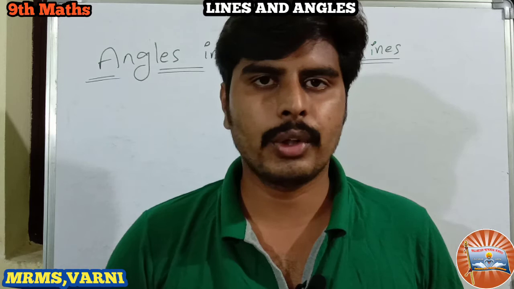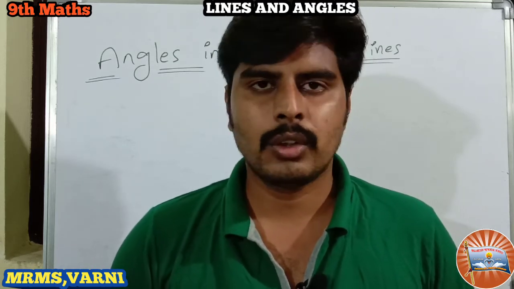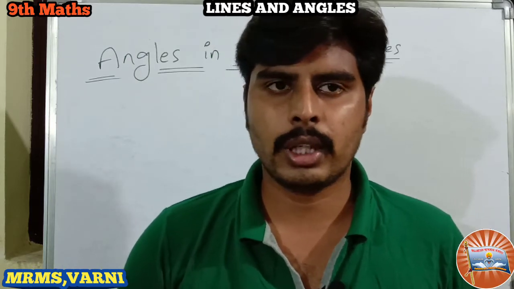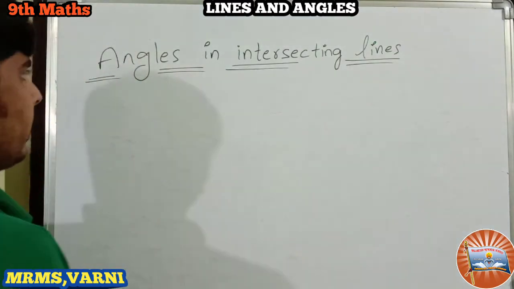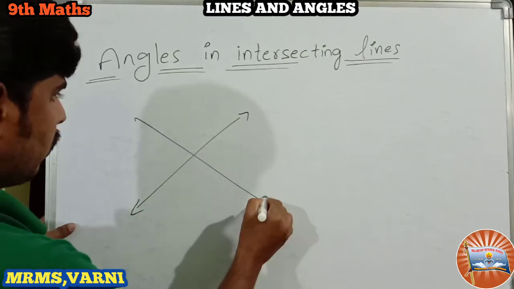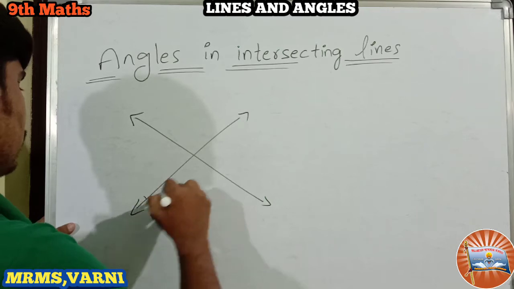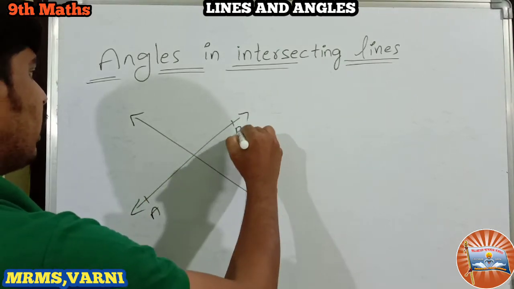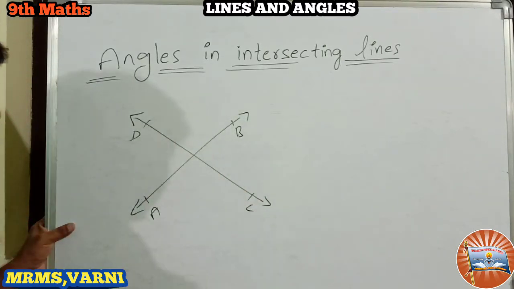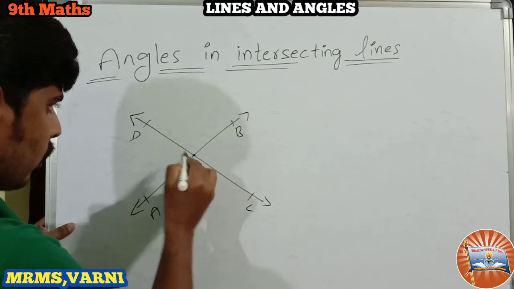In this video we are going to learn angles in intersecting lines. Already we know what intersecting lines are; we have seen that in the previous video. Look here. These are two intersecting lines. Consider it is line AB and this is line CD. These two lines intersect at a point O.